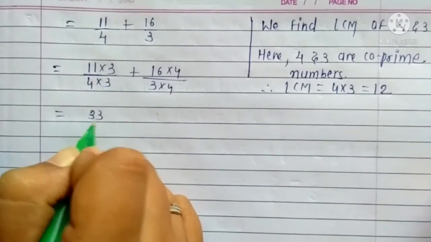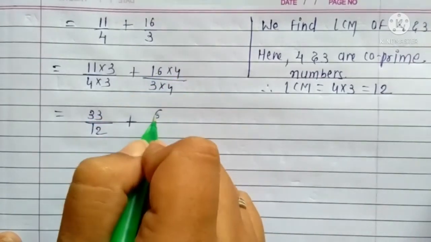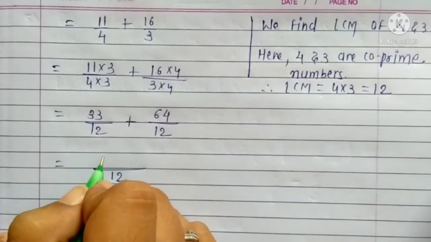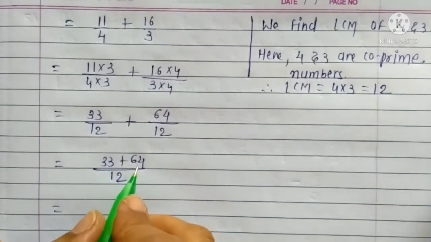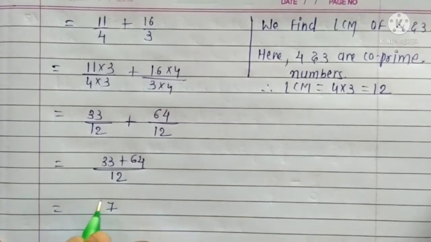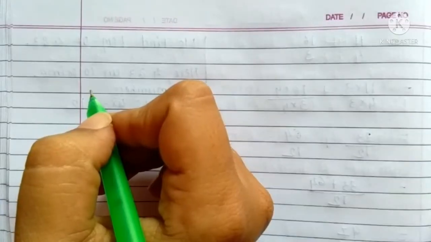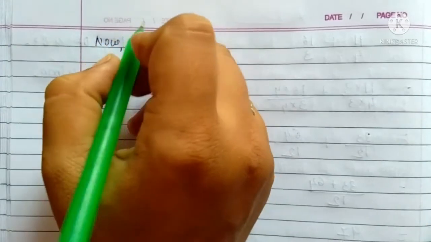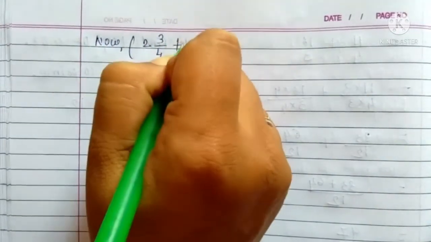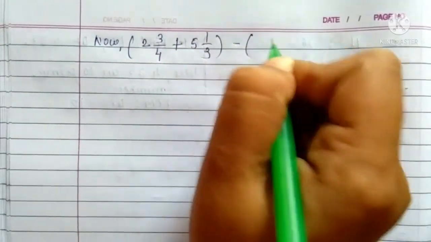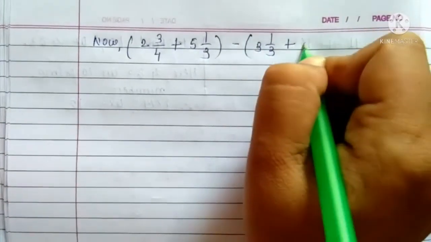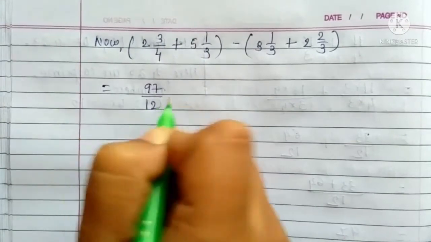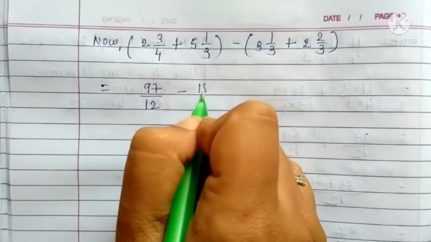So 11 3s are 33, upon 4 3s are 12, plus 16 4s are 64 upon 3 4s are 12. Here denominators are equal, we add numerator. 33 plus 64 is 97. Now we find difference of both the sums. 2 complete 3 upon 4 plus 5 complete 1 upon 3 minus 3 complete 1 upon 3 plus 2 complete 2 upon 3. Sum of these two numbers is 97 upon 12. Minus sum of these two numbers is 18 upon 3.